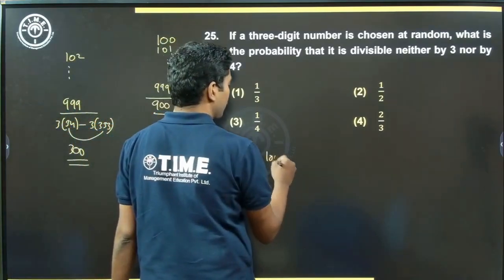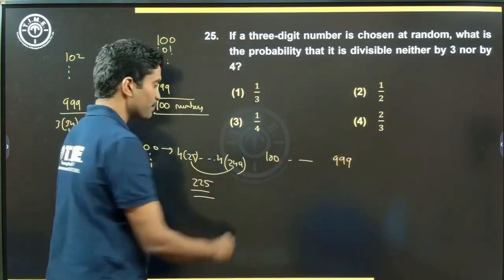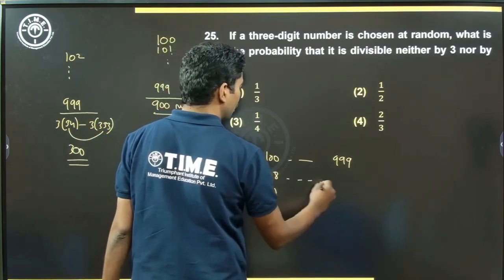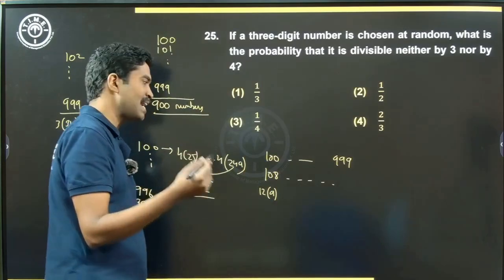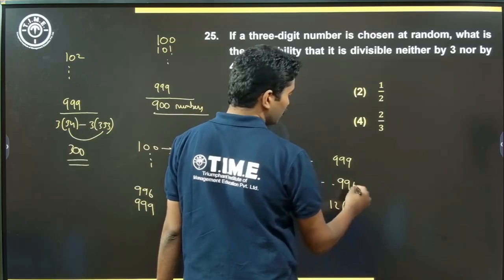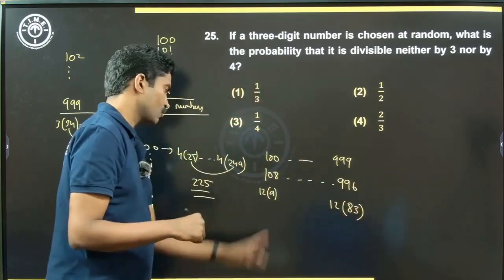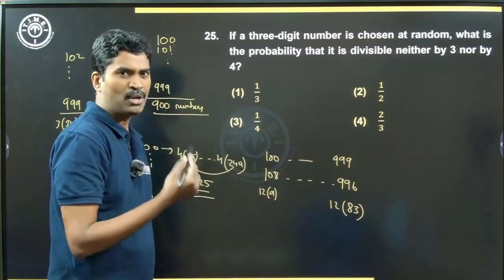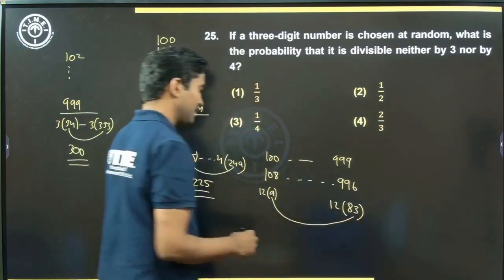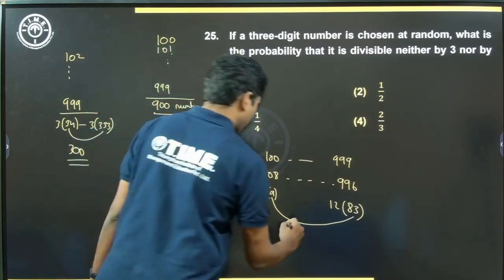So from 100 until 999, which is the smallest number divisible by 12 here? 108. 108 is 12 into 9, all the way till 996, which is 12 into 83. So 12 into 9 to 12 into 83. So how many of these numbers are divisible by 12? 9 to 83, both included. 83 minus 9, 74, plus 1, 75.